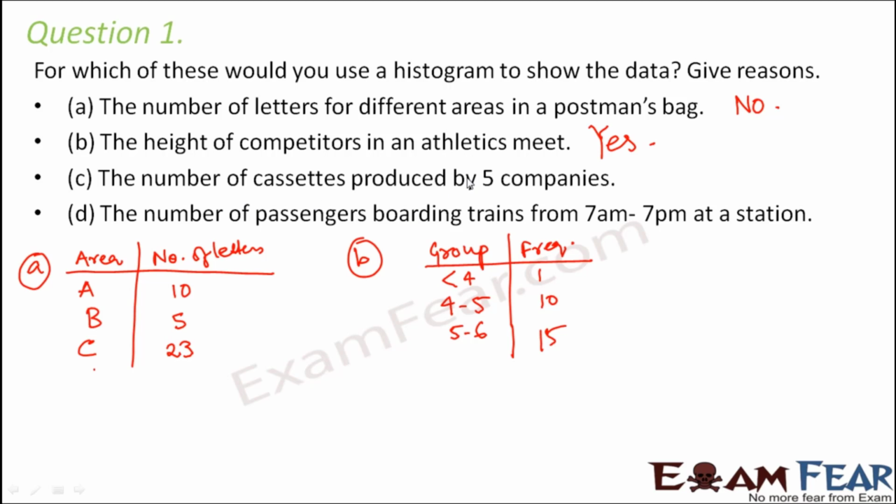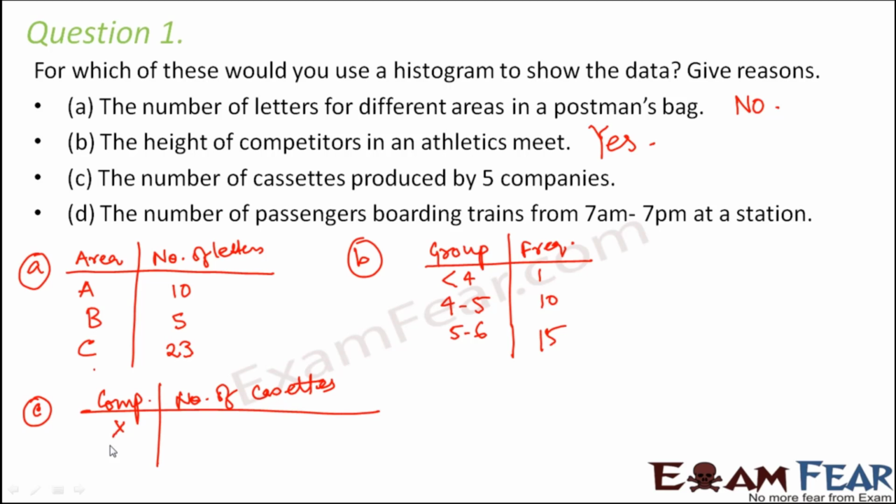C. The number of cassettes produced by 5 companies. Now in this case again, you have the names of the companies and the number of cassettes produced by them. So let's say you have company X, company Y, company Z, and so on, and the number of cassettes that they have produced. So in this case, do you think that you can create groups? No. So no groups, no grouped frequency, therefore no histograms.